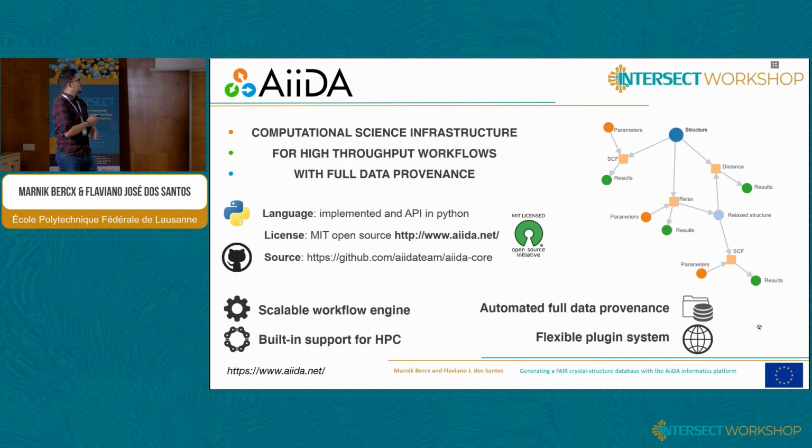And finally, it also has a very flexible plugin system. So this basically means that when you install AiiDA, you just install the core package. But for example, if you want to run Quantum Espresso workflows, you would install the Quantum Espresso plugin package, which then contains plugins for the calculations and data types you need to run your workflows with AiiDA.